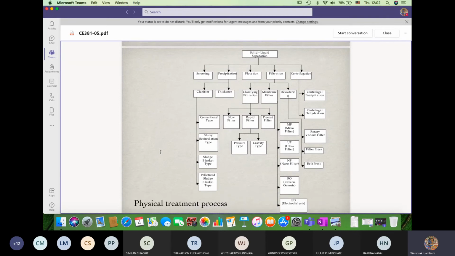So these are the flow diagrams showing the physical treatment process. The physical treatment process essentially consists of the screening, precipitation, flotation, filtrations, and the last one is the centrifugation.